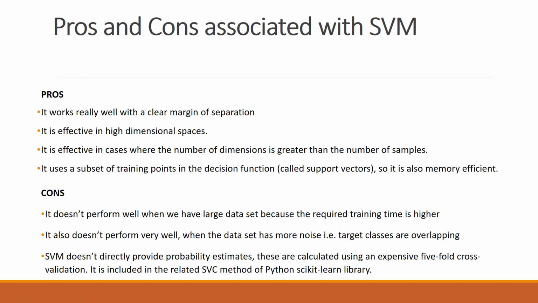One of the disadvantages is that it doesn't perform well when we have a large data set, because the required training time is higher. It also doesn't perform very well when the data set has more noise, like target classes overlapping. SVM doesn't directly provide probability estimates. They are calculated using an expensive five-fold cross-validation. It is included in the related SVC method of the Python scikit-learn library.